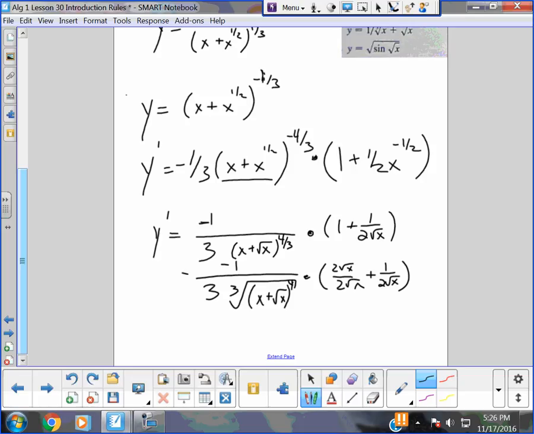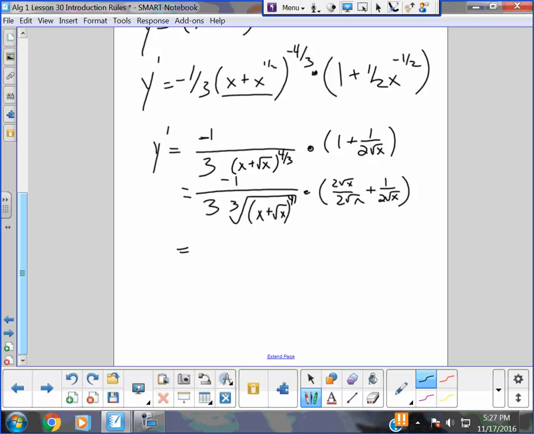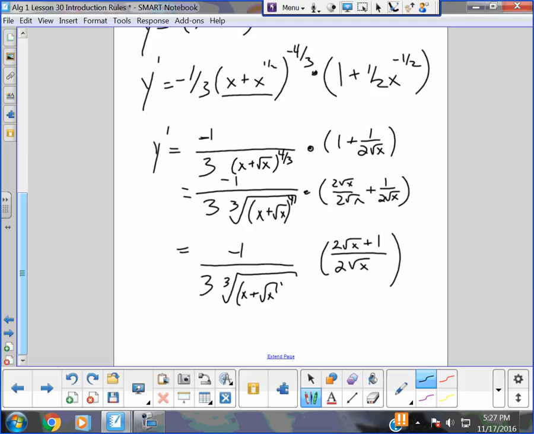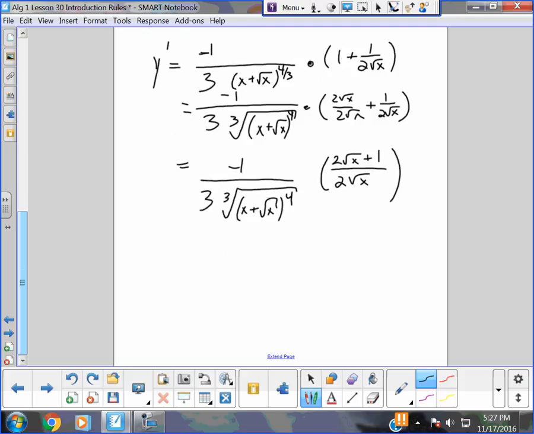All right, not fun. Now this becomes a common denominator over here, so you can write this as 2 square roots of x plus 1 all over 2 square roots of x. It has a different power. So I wouldn't think they would make a big deal about this, and you still got the negative 1 times the numerator up there over 3 times the 3rd root of x plus the square root of x to the 4th. All right, last step, I'll write it all together.